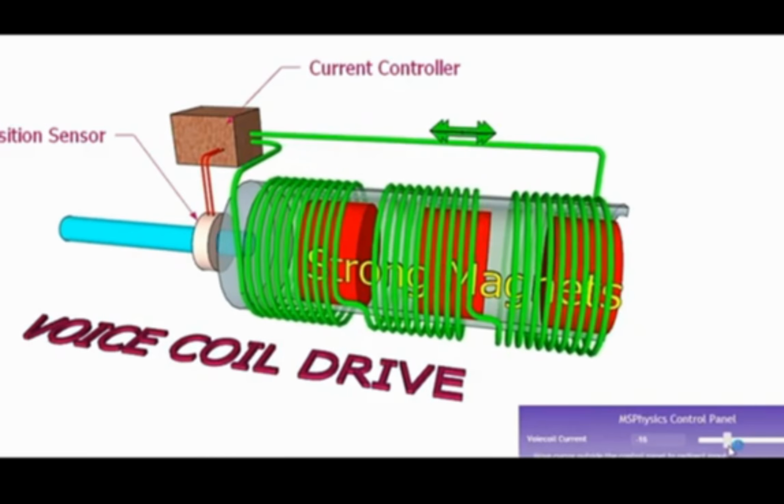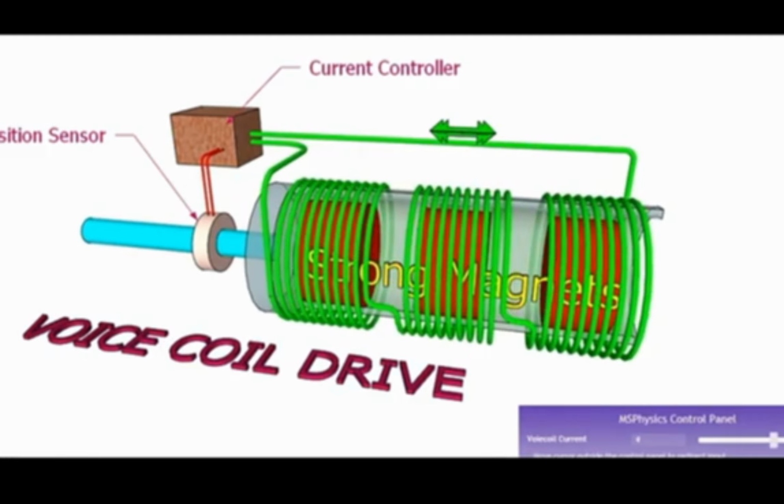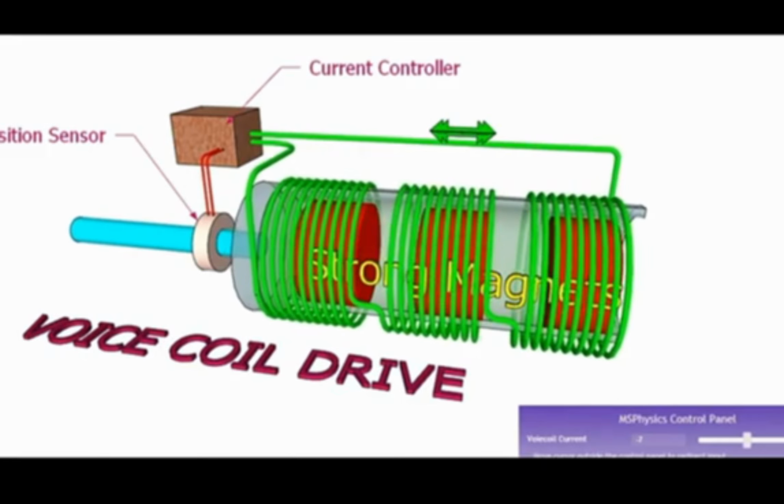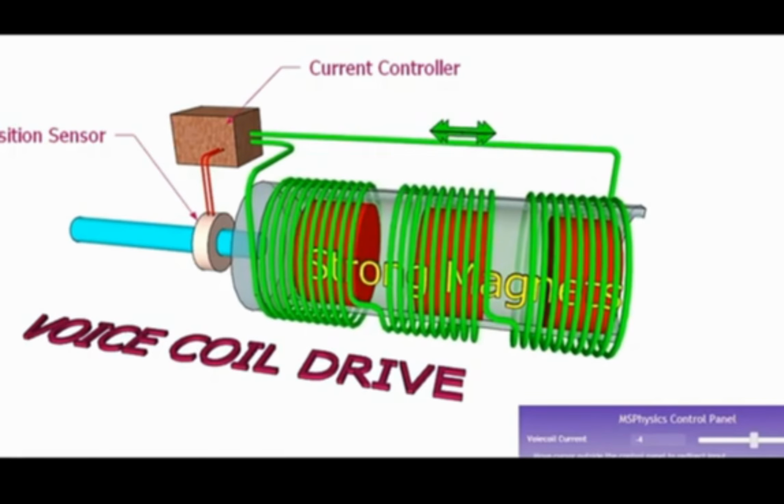That is achieved by the proportional controller of the FIVA valve, and it also has a position sensor, which will give feedback on how much the valve has moved. And this is the voice coil drive mechanism.